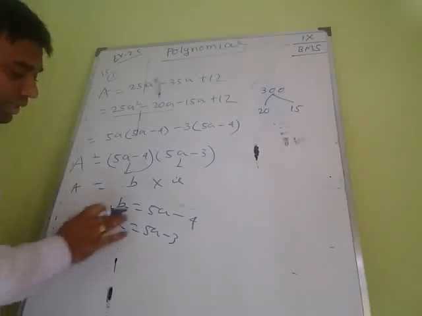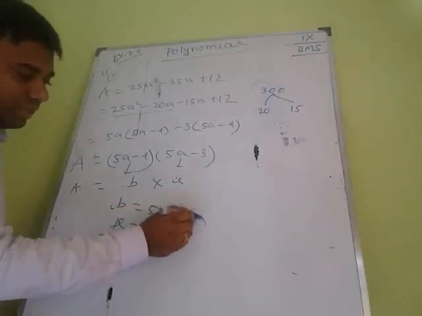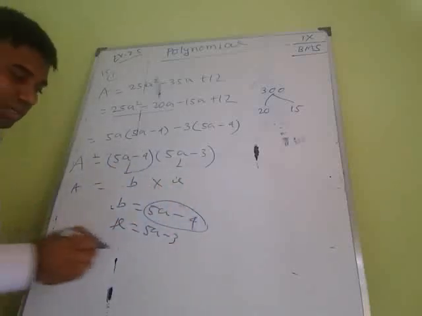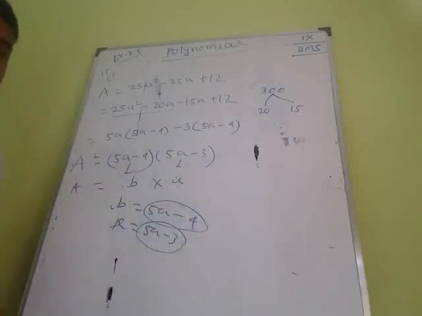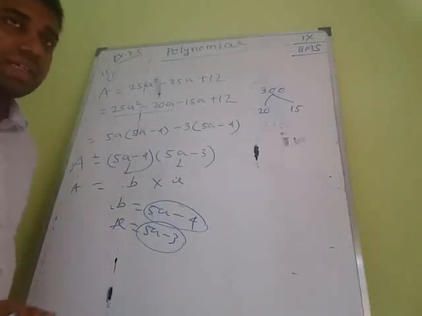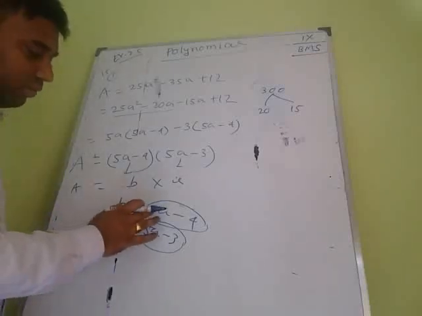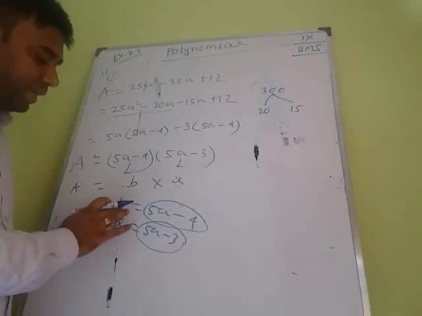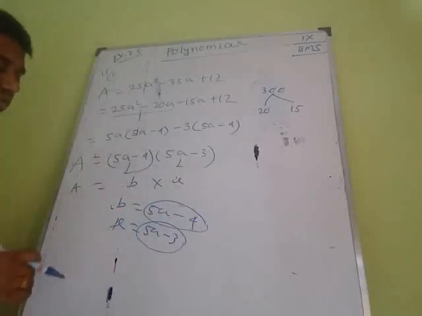Why I take that as breadth: 5a minus 4 is the smaller quantity, and 5a minus 3 is greater than 5a minus 4. That's why, since the length of the rectangle is greater than the breadth, 5a minus 4 is taken as breadth and 5a minus 3 as length.